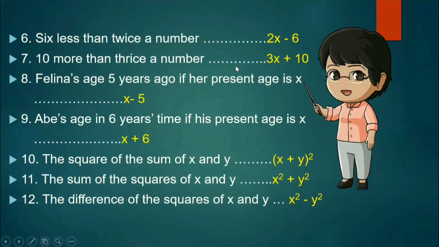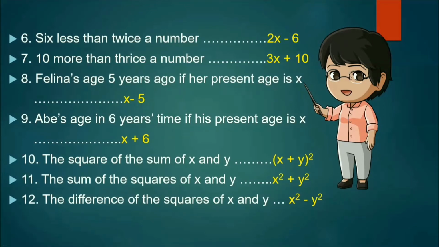Number 6, 6 less than twice a number is 2x minus 6. Number 7, 10 more than thrice a number is 3x plus 10. Number 8, Felina's age 5 years ago, if her present age is x, gives us x minus 5.